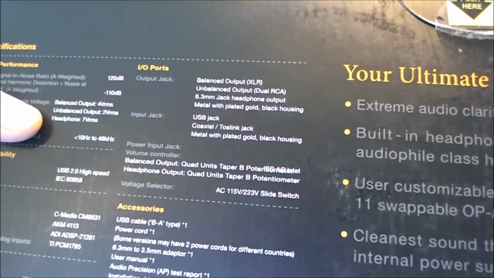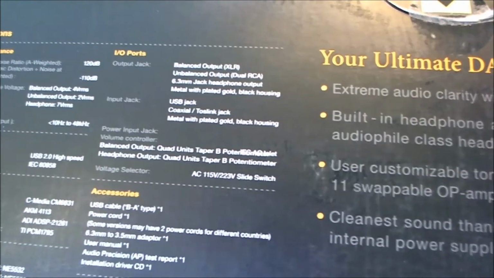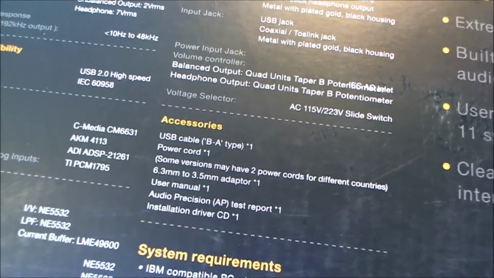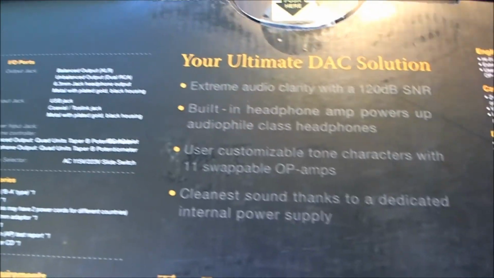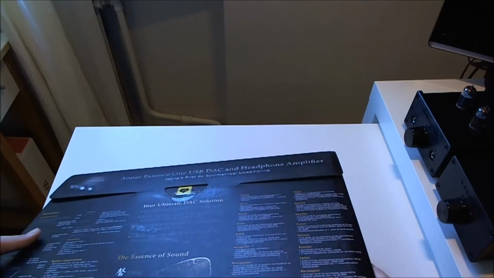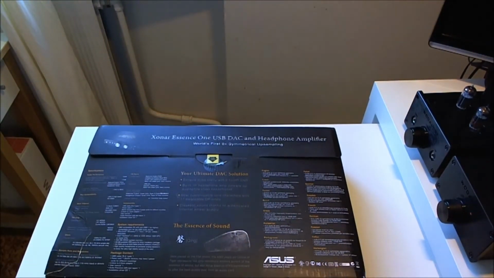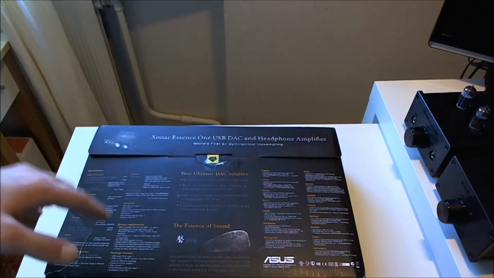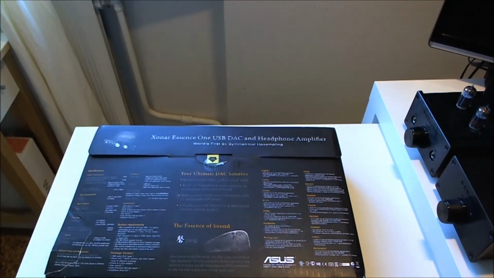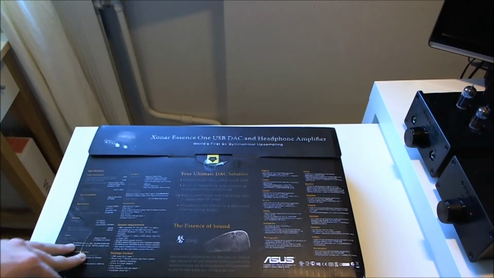It has a headphone output, which is quite powerful as well, and it also has interchangeable op amps, which is quite interesting actually, because what that means is that you can basically take this thing and change the op amp. So Asus actually want you to go inside this thing to switch the op amps, and you will get other types of signatures as well.